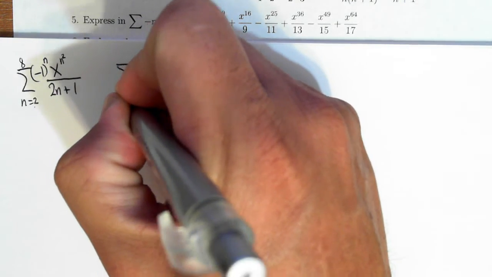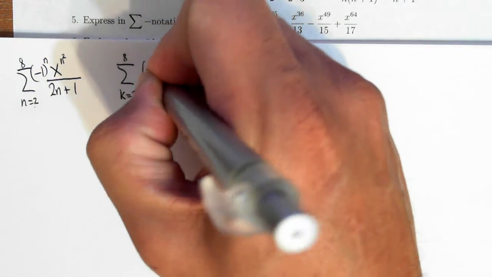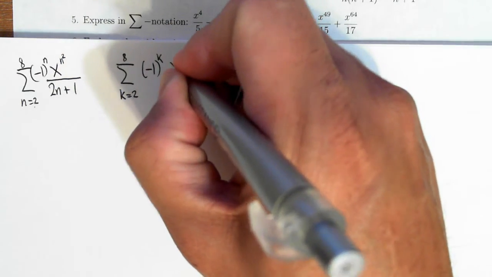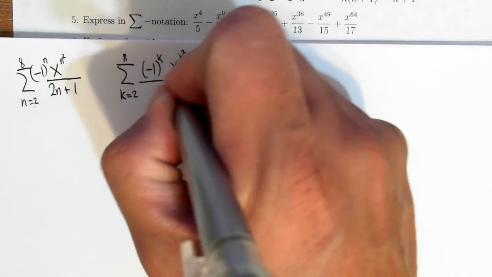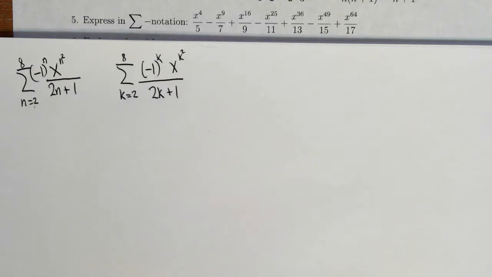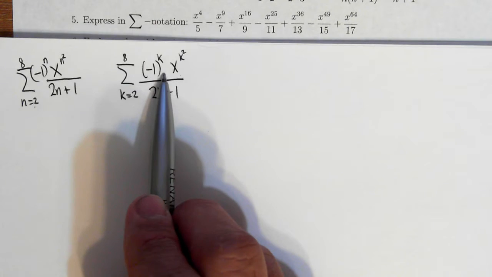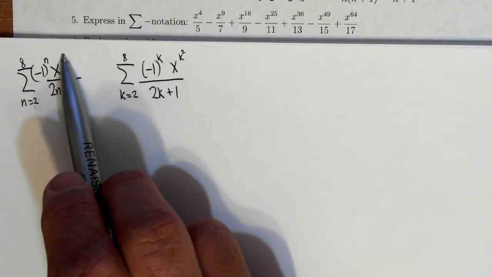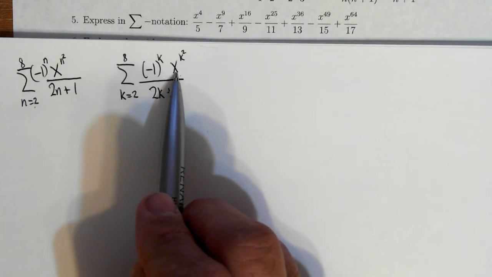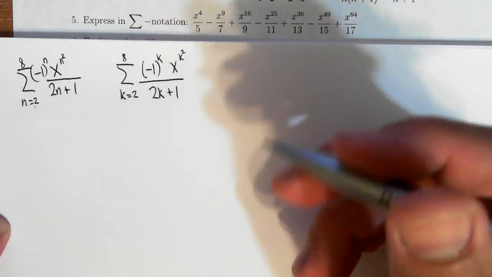First, you could just simply change the letter. k equals 2 to 8, negative 1 to the k times x to the k squared over 2k plus 1. There's nothing particularly sacrosanct about the letter n, so that would certainly do the trick. Also notice that the x is simply x here. When I plug in, n changes values, not x. So the x just simply comes along for the ride. Okay, so change the letters, that's fine.